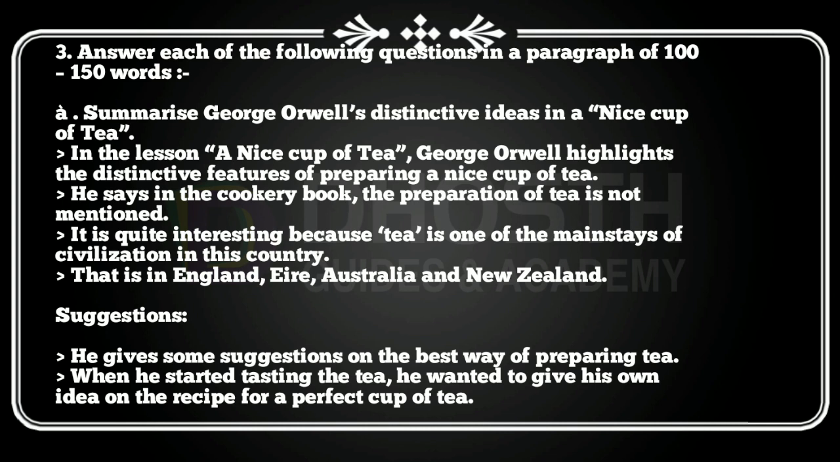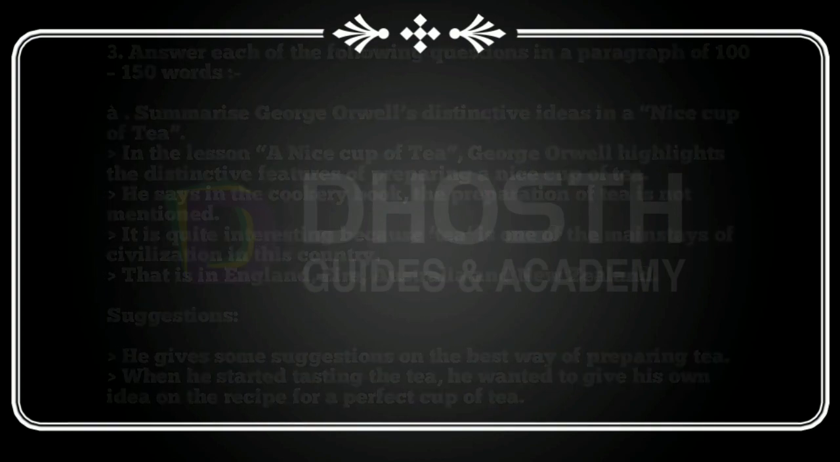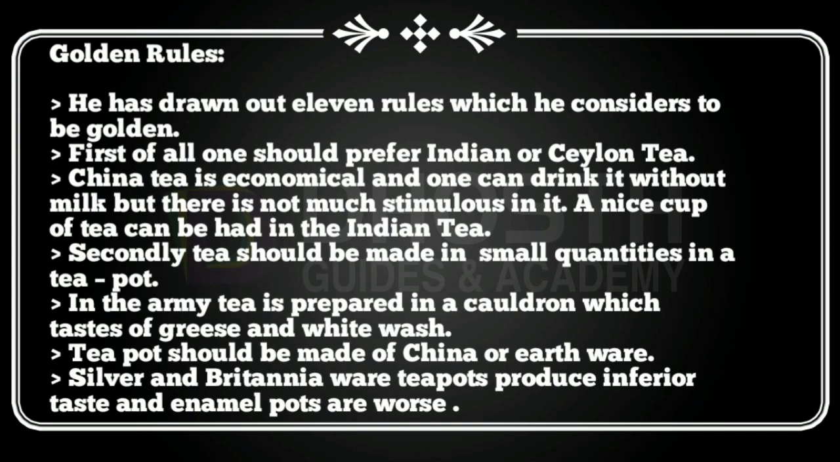When he started tasting the tea, he wanted to give his own idea on the recipe for a perfect cup of tea. Some golden rules. He has drawn out 11 rules which he considers to be golden. First of all, one should prefer Indian or Ceylon tea. China tea is economical and one can drink it without milk, but there is not much stimulus in it. A nice cup of tea can be had in the Indian tea.